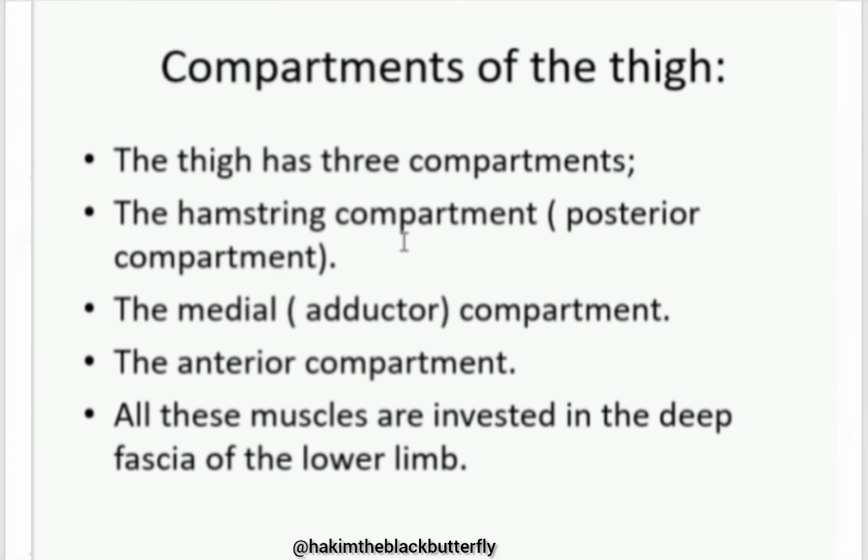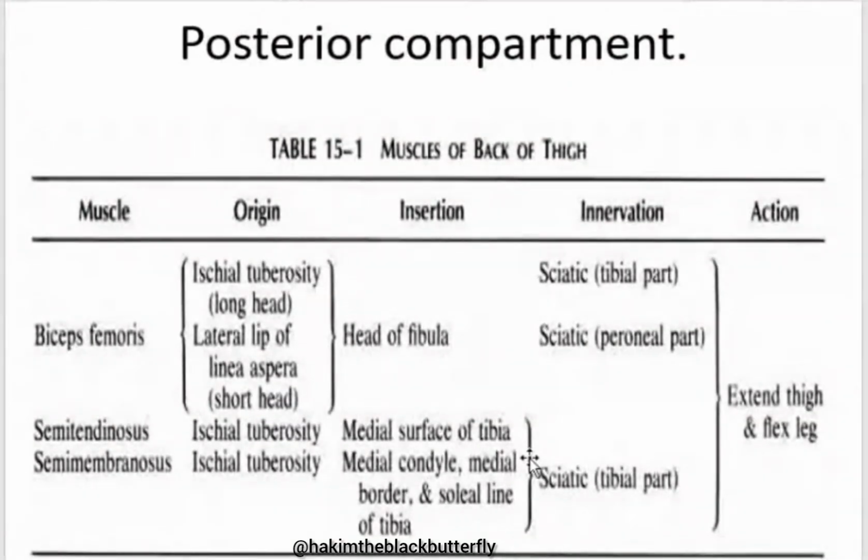So I said that the thigh muscles are divided into three compartments. They are the muscles of the anterior compartment, the muscles of the hamstring or posterior compartment, and the muscles of the medial or adductor compartment. The medial compartment is also known as the adductor compartment because most of the muscles there adduct the thigh at the hip joint. The muscles of the posterior compartment are known as the hamstring compartment because they are long and they look like strings.